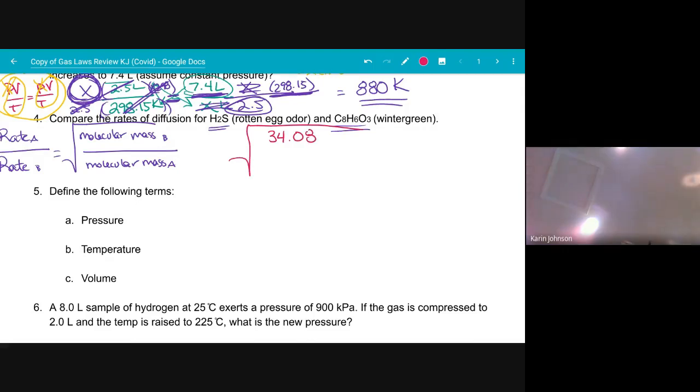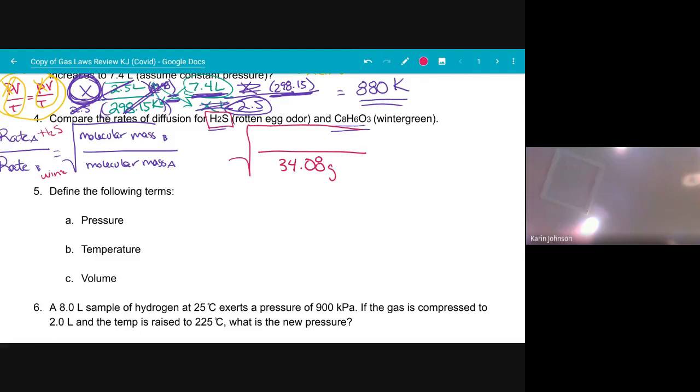It occurs to me that that's probably supposed to go on the bottom. Hold on just a second, because that was the one I was imagining. I'm comparing the H2S to the other one. So this one was H2S on top and wintergreen was on the bottom. So I need to have them flipped around. Sorry about that.